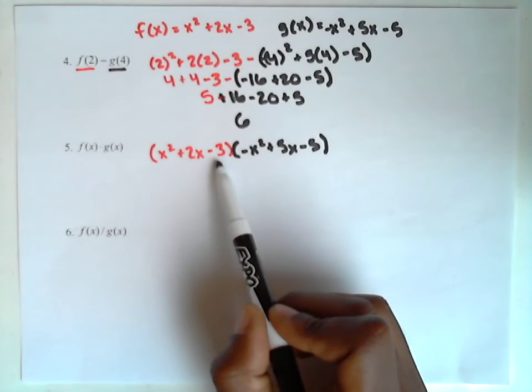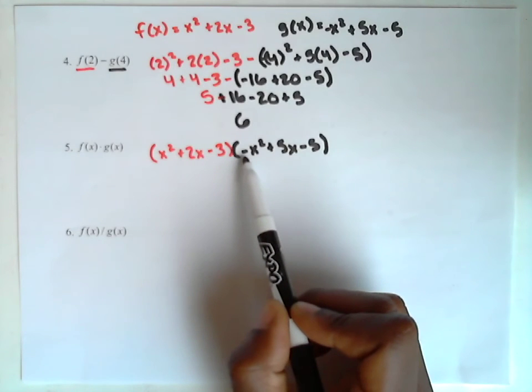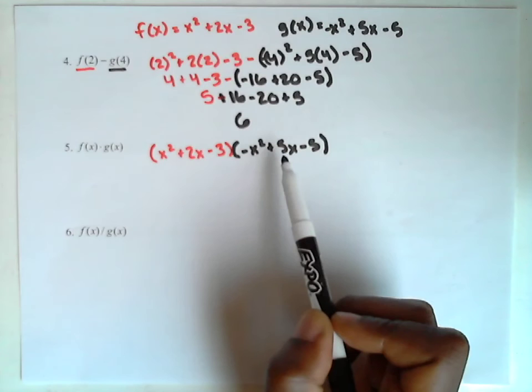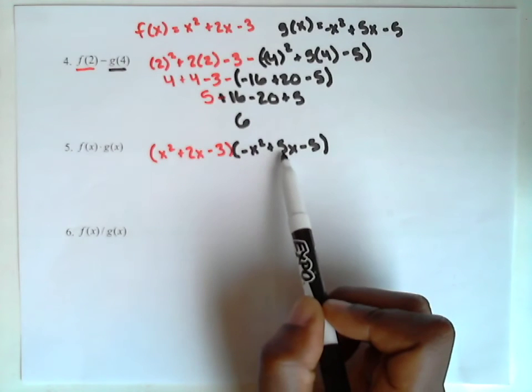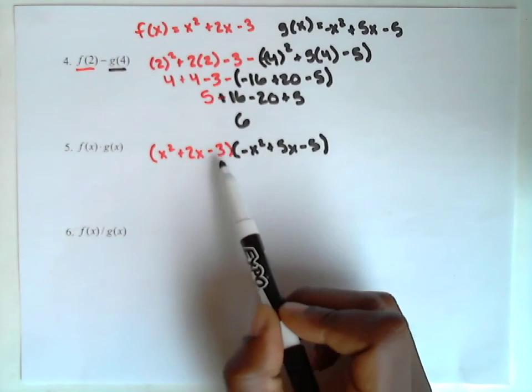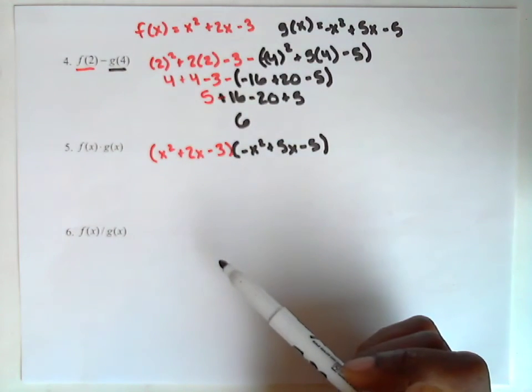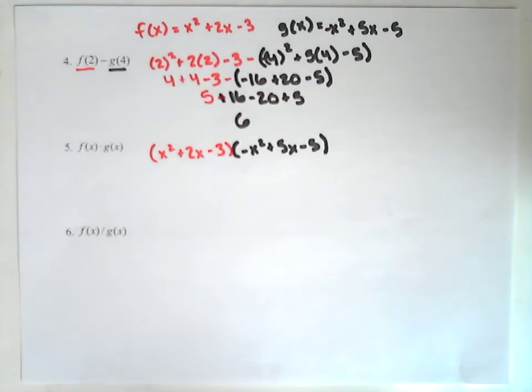And then I can't forget about my -3. It's got to also be multiplied by -x². It's also got to be multiplied by +5x, and my -3 is also got to be multiplied by -5. So this one's going to be a little bit of work, but when we get done, we'll have f of x times g of x.